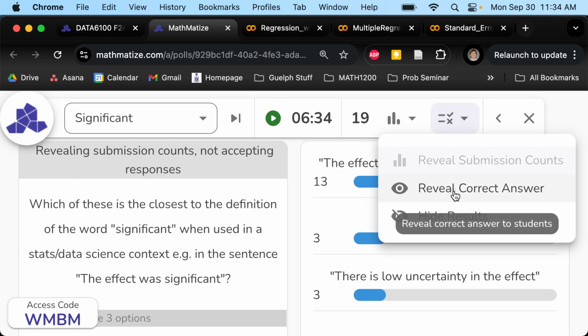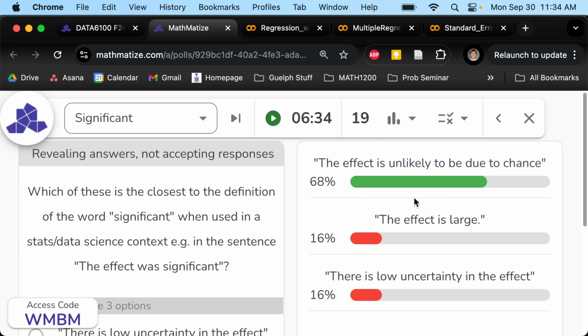Unfortunately, the correct answer is, you guys got it right. The effect is unlikely to be due to chance. So most people got it right. A lot of people mix up these two things because if the effect is large, or if there is low uncertainty in the effect, that often implies that the effect is unlikely to be due to chance. So this is like the real thing, and these two things together will sort of imply the first one. But the first one is the right one, so it looks like you guys have a good understanding of this.